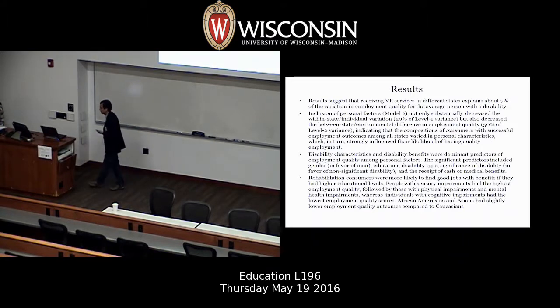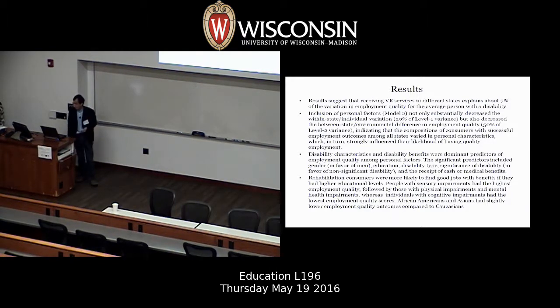And what we find is that, indeed, the state agency accounts for about 7% of the variations. So just by being in one state, you may automatically have a higher chance of a better quality outcome, or you will have a lower quality outcome, okay?